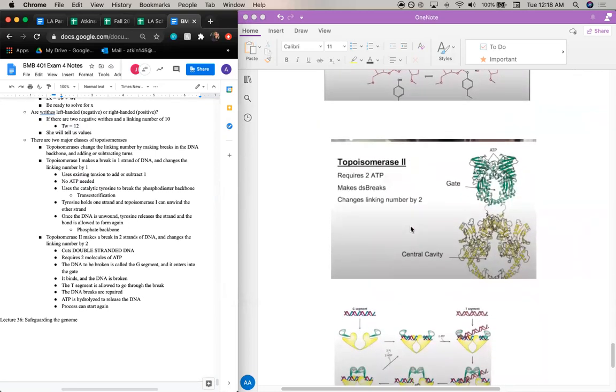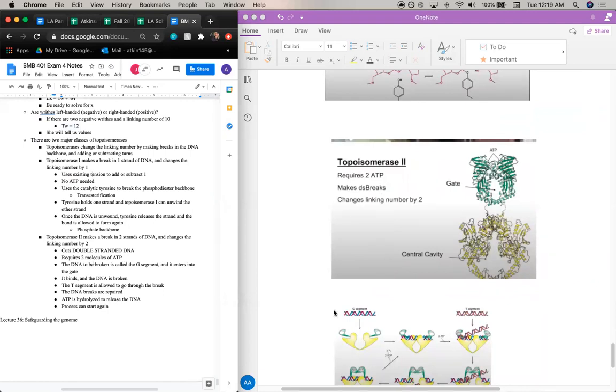Topoisomerase 2 makes a break in, conveniently, 2 strands of DNA and changes the linking number by 2. So this cuts double-stranded DNA as opposed to single-stranded DNA. It also requires 2 molecules of ATP, so it's not using existing tension. It's going to bring in its own energy.